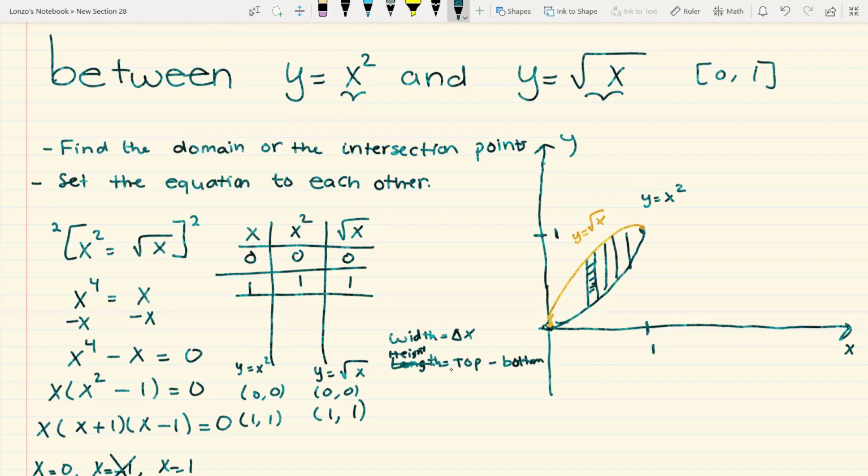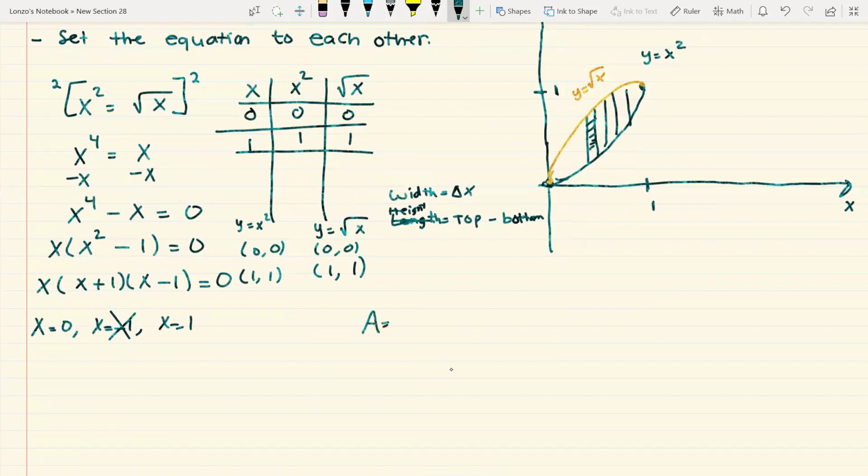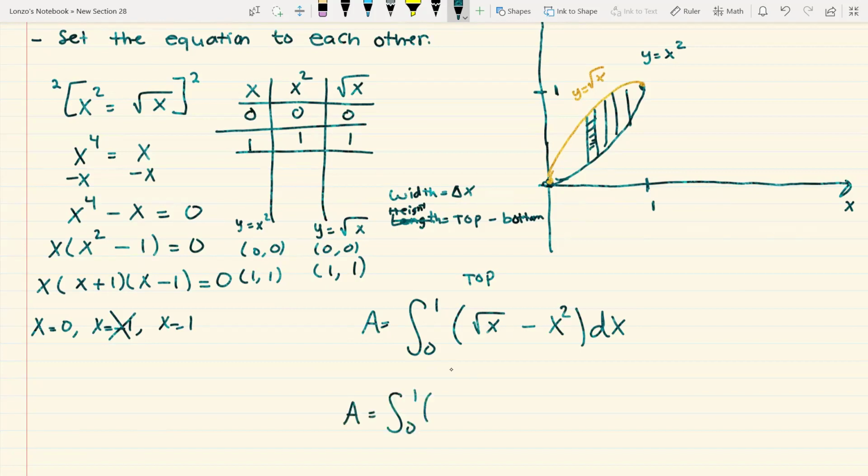And our boundary is from 0 to 1. So our area is going to be the integral from 0 to 1 of the top function, and the top function is the golden one, the square root of x, minus the bottom function, which is x squared, dx. So now we've got to integrate it. If you want, you can rewrite square root of x as x to the 1/2, minus x squared, dx.